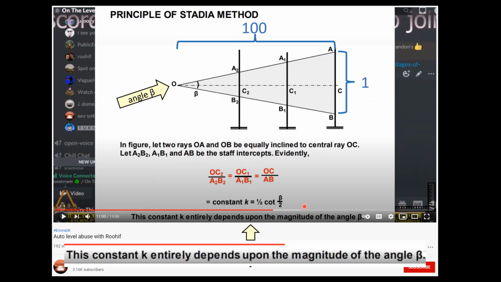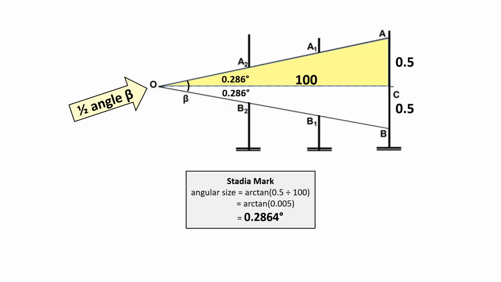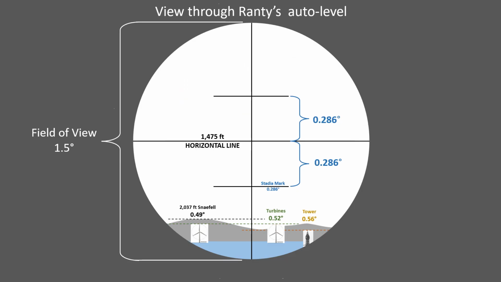And as it says at the bottom right down here, this ratio or this constant k entirely depends on the magnitude of the angle, and they're talking about this angle right here. So when I divide that triangle into two equal right triangles, that gives me a ratio of 0.5 to 100, and that means that each of these angles is 0.286 degrees. So again, those Stadia marks represent an angle of 0.286 degrees both above and below that horizontal line.